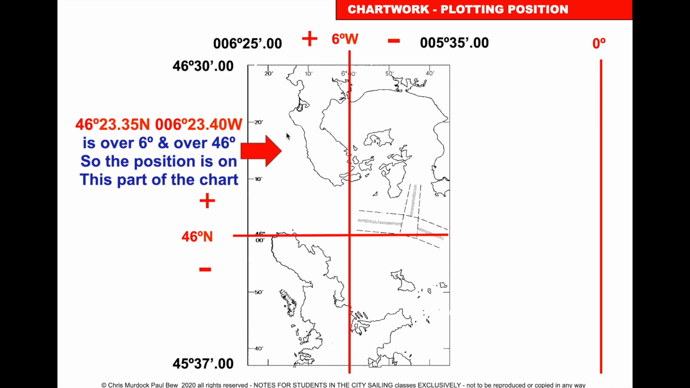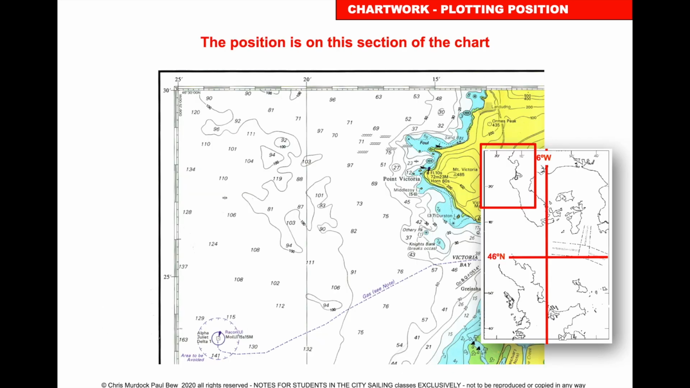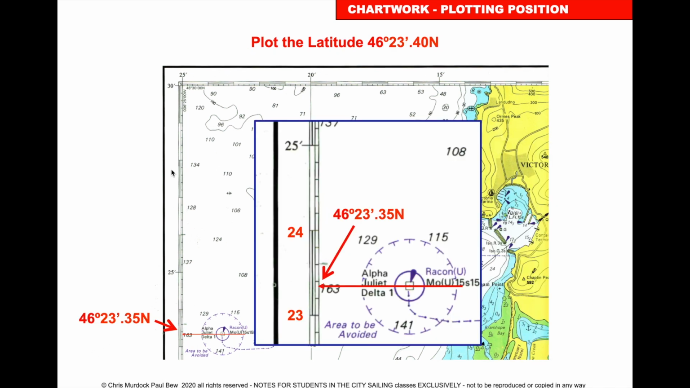So what I suggest you do is fold chart 3 in half and have a look at the top left hand corner. And when we look at it, we'll see the scale on the side, the latitude scale, 46 degrees, 10, 20, and so on. 6 degrees, 10, 20, and so on. So if we look at the top left-hand corner, we can see the chart. We know that everything above here is 46 degrees.